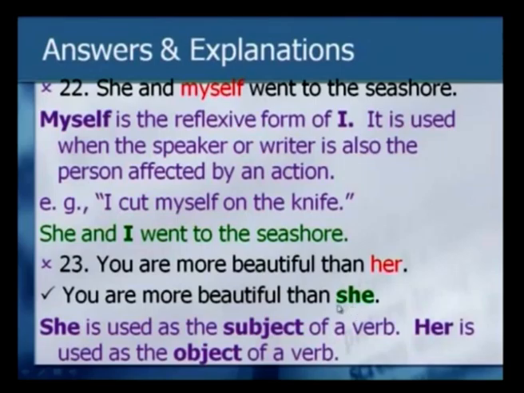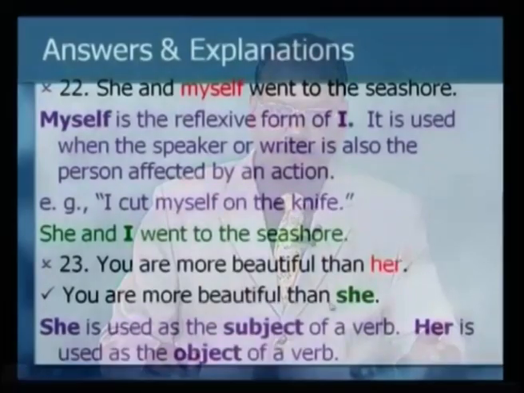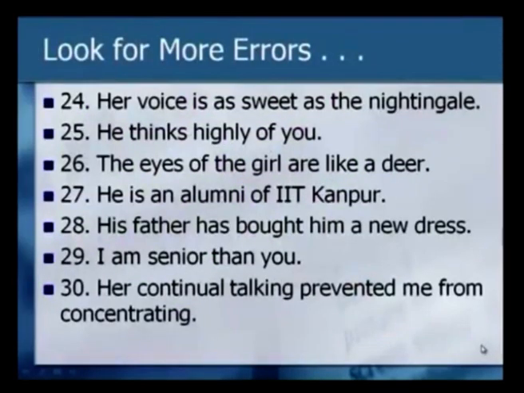Now, here she is used in the subject sense. So, she came to her, she subject came to her object. So, there her is correct, but here it is incorrect because the correct form is the subject form should be used, that is she. So, that is why you are more beautiful than she. Now, let us look for more errors. Look for more errors in these sentences.